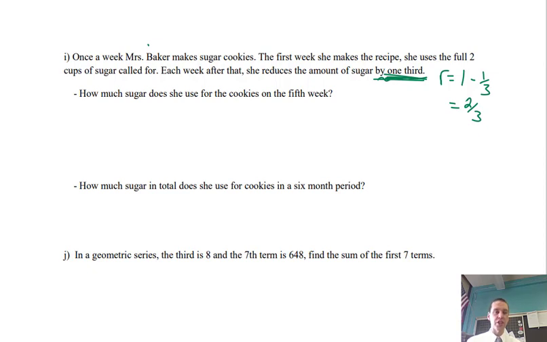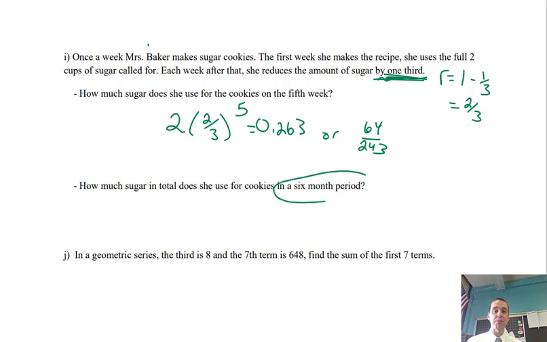How much sugar does she use for the cookies on the 5th week? She used 2 to begin with. 2/3 is your ratio, the 1 minus 1/3 raised to the 5th. And that equals, turn the page, 0.263 cups of sugar, or 64 over 243. Telling you, not a good thing. Use more sugar. How much sugar in total does she use for cookies in a 6-month period?